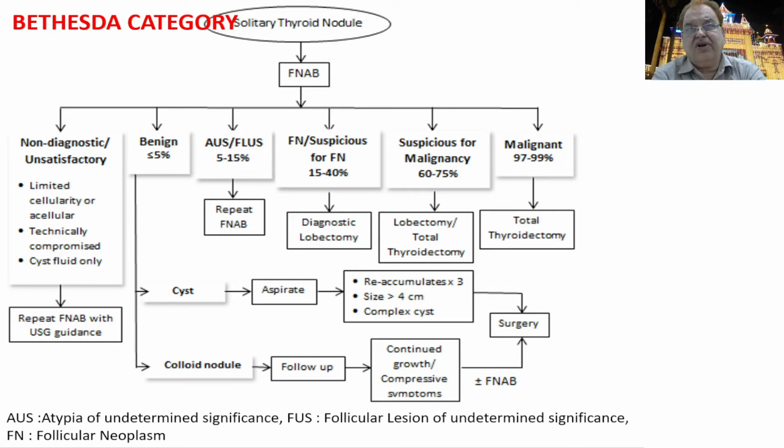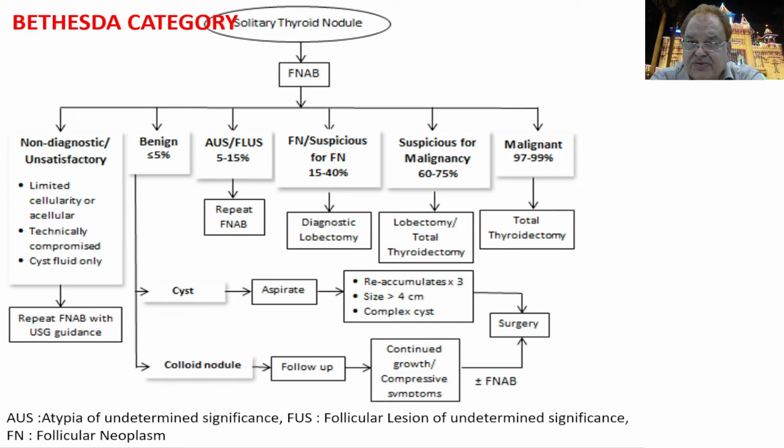If it is a follicular neoplasm, then in those cases you can go for lobectomy, or rather the best is to go for hemithyroidectomy for these patients. If it is suspicious, then you have to go for hemithyroidectomy, or total thyroidectomy can be done. And if it is confirmed malignant on the FNAB, then definitely you have to go for total thyroidectomy.